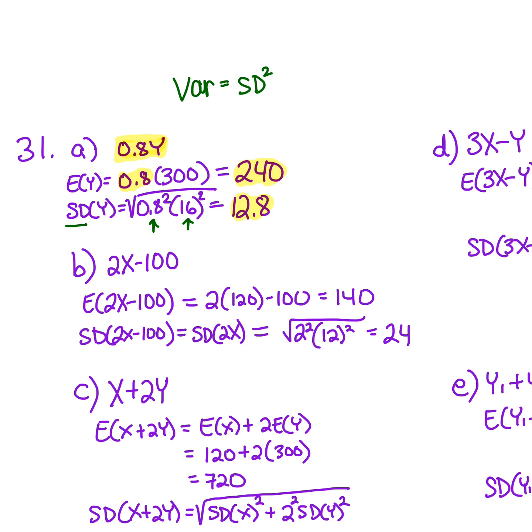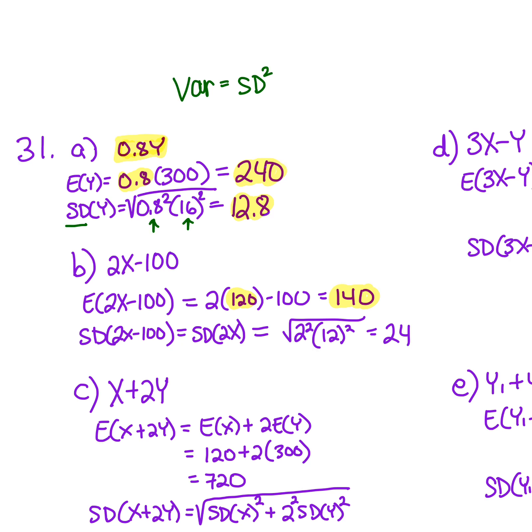On part B, they want us to find the expected value and standard deviation of 2 times x minus 100. And the mean for x was 120. So sorry, let me highlight that. Was 120. And so you simply multiply it by the multiplier and then subtract the 100 and you get 140. Easy peasy on that one.